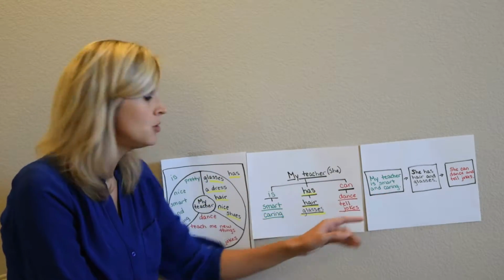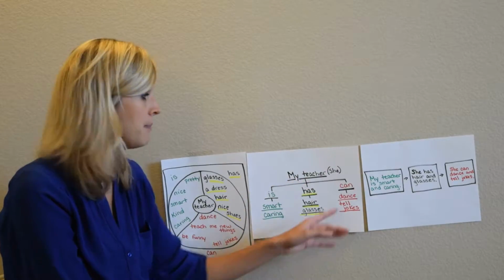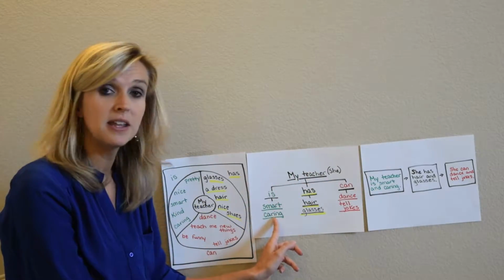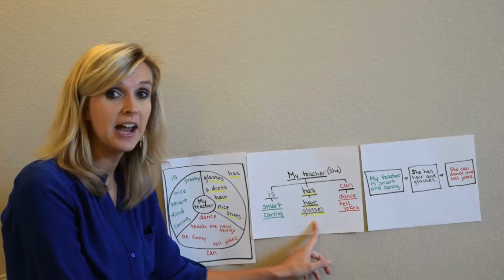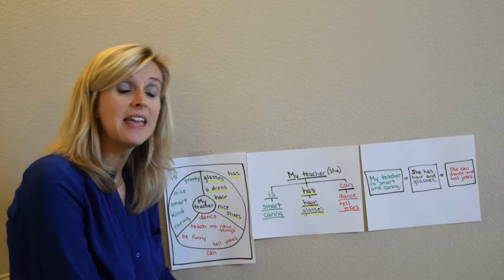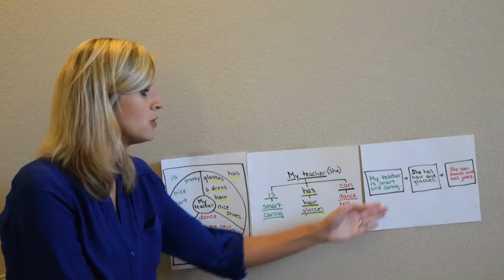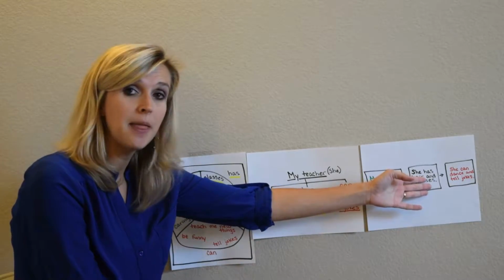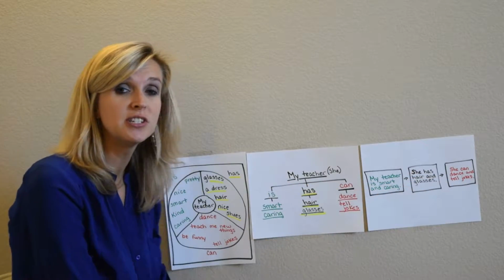Now all they have to do is copy it from their tree map. My teacher is smart and caring. My teacher has hair and glasses. My teacher can dance and tell jokes. Again, if they need to move towards that pronoun, you can start with my teacher and then you can add the pronoun she in your second and third sentences.